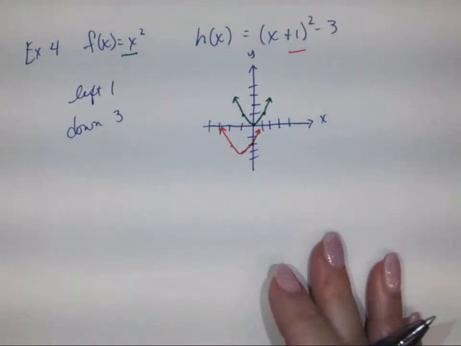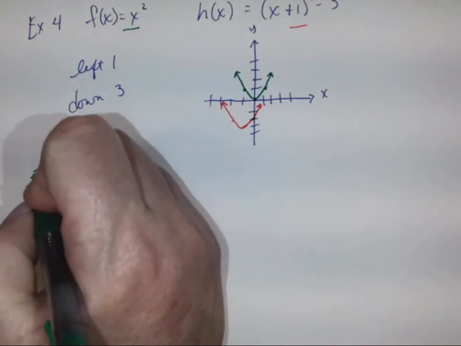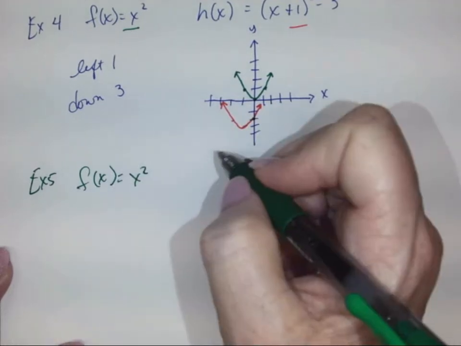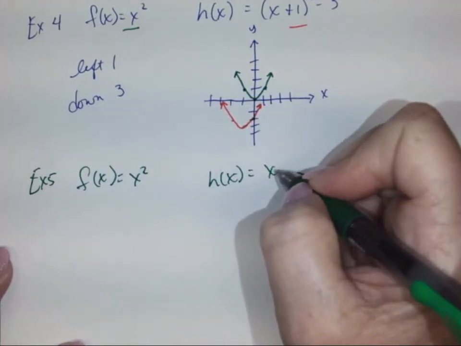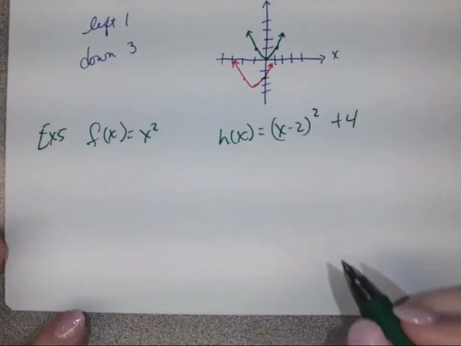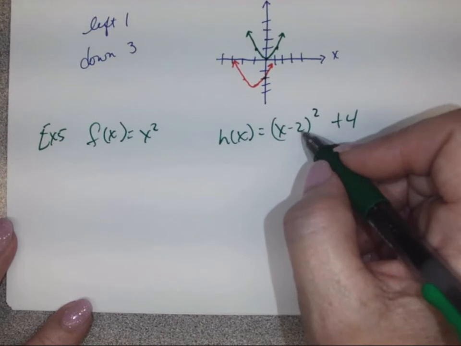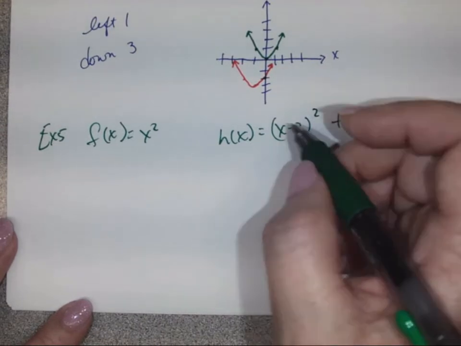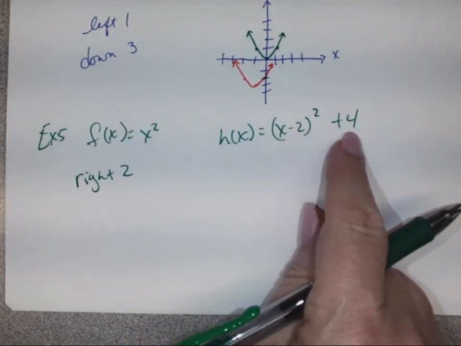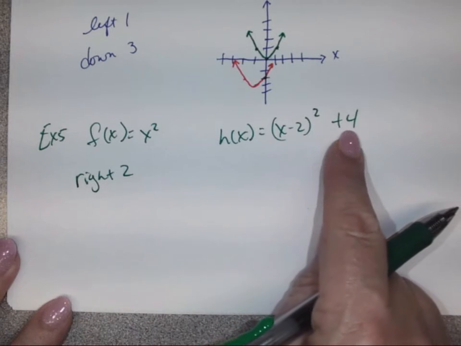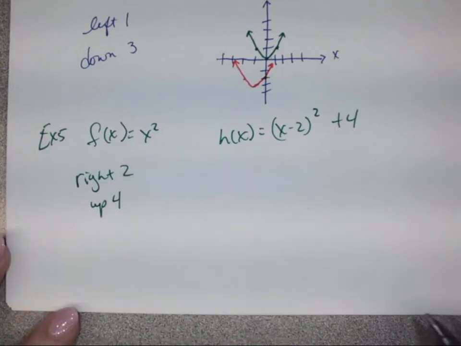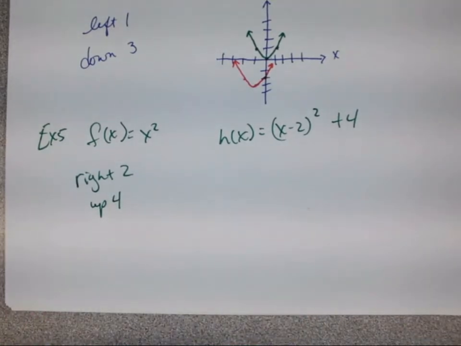All right, let's look at example 5. So for example 5, we are looking at f of x, again, is equal to x squared, and h of x is equal to x minus 2 squared plus 4. So with words, I want to say what's happening to the graph. So minus 2 tells me it's going to go to the right 2, because it's going to go opposite of what I'm thinking. And the positive 4 is exactly what I think. So it's going to go up and down, but in this case it's going to go up 4. And so I can draw that out again.